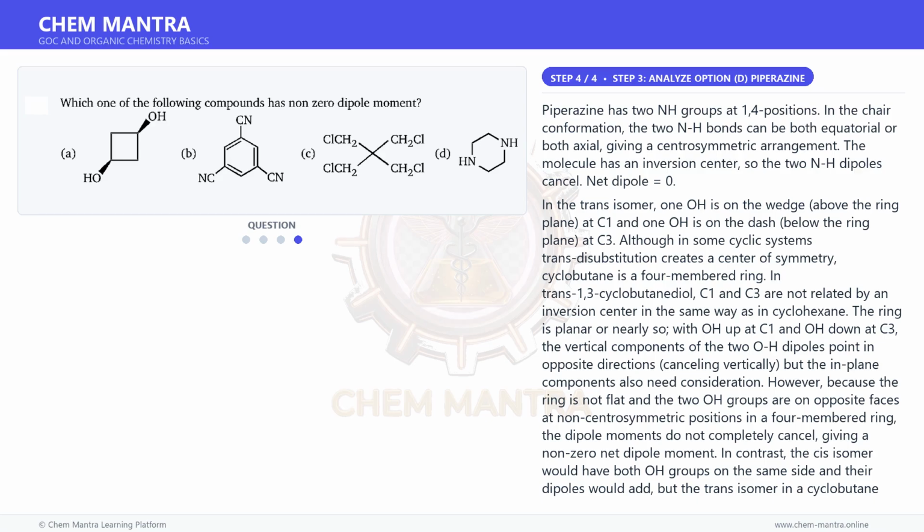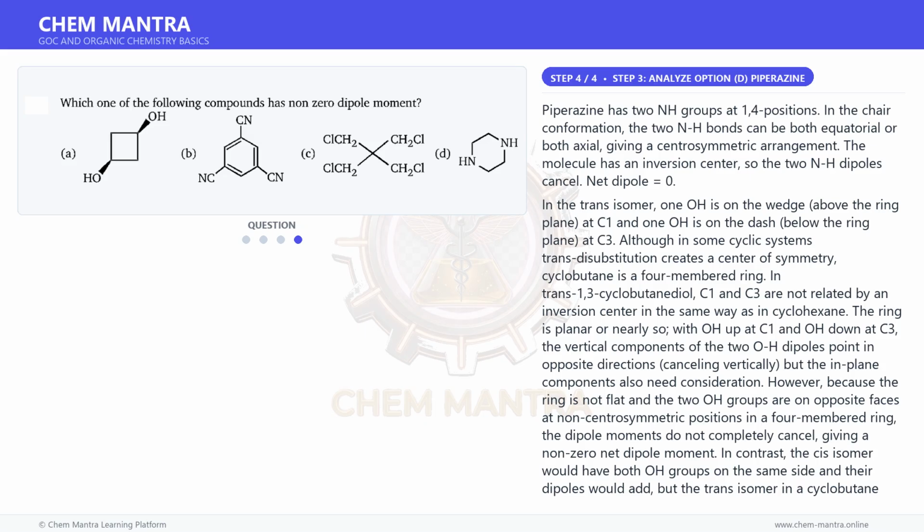And for the final step, piperazine has 2 NH groups at 1, 4 positions. In the chair conformation, the 2 NH bonds can be both equatorial or both axial, giving a centrosymmetric arrangement. The molecule has an inversion center, so the 2 NH dipoles cancel. Net dipole is equal to 0.